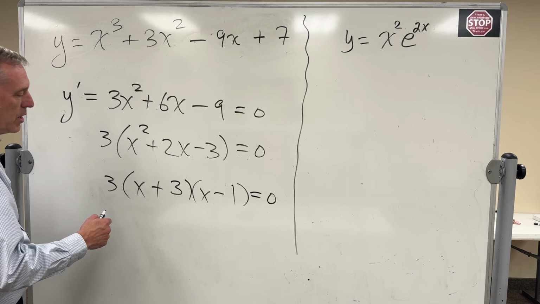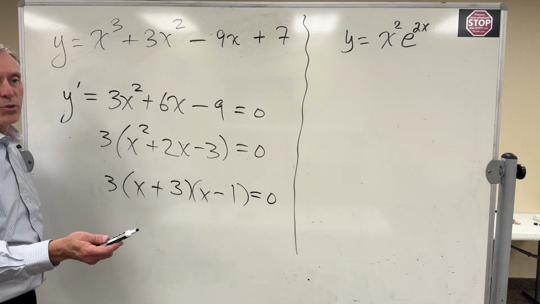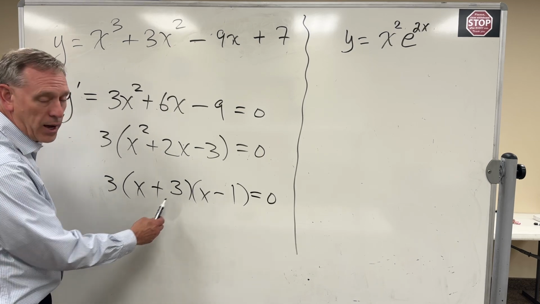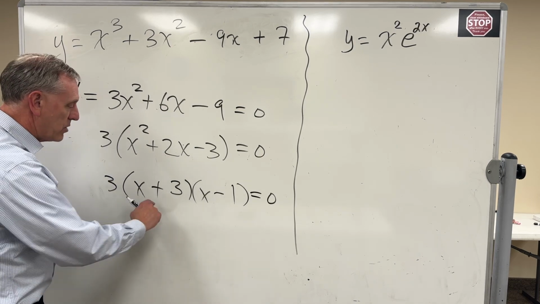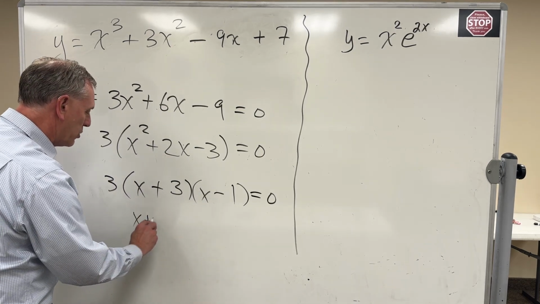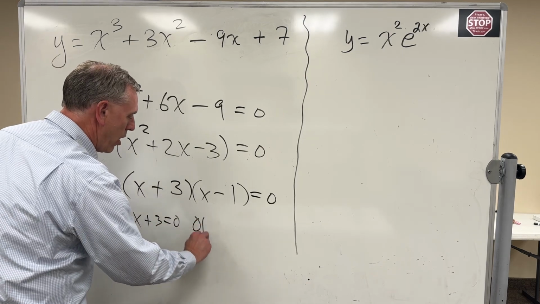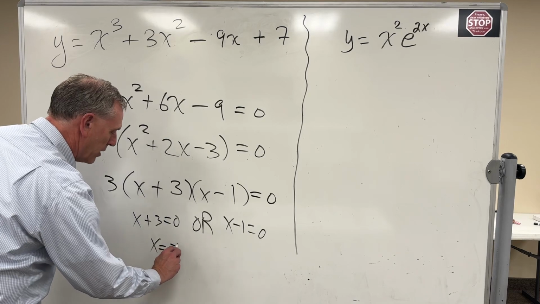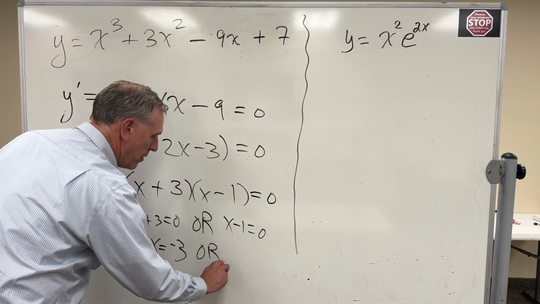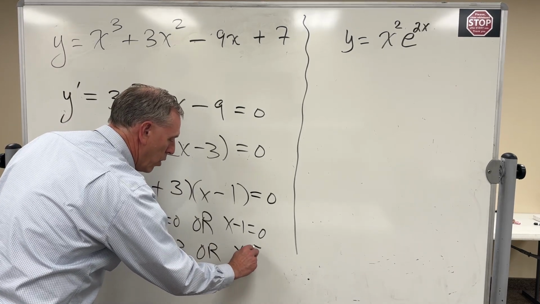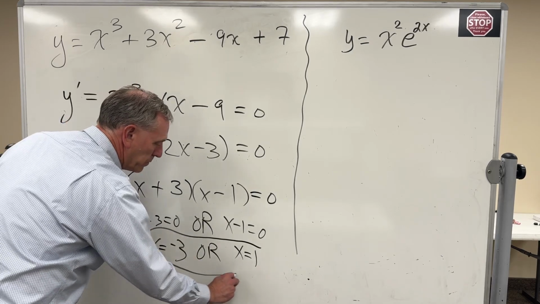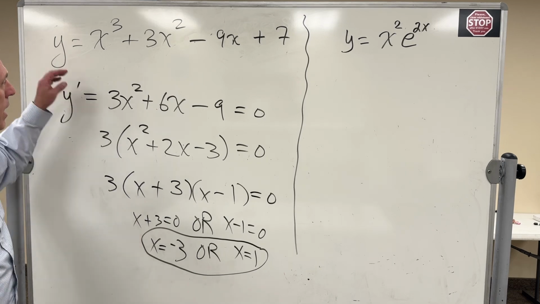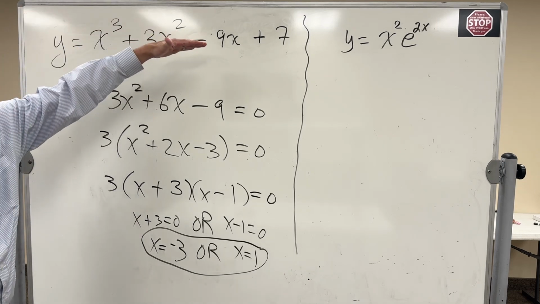And now I can set these. Remember our principle: if we have 2 numbers multiplied together that equals 0, that means one of them has to be 0. We know 3 is not a possibility for us here. So we have to check these 2. So that means x plus 3 equals 0, or x minus 1 equals 0. And clearly this is x equals minus 3, or x equals 1. So there are 2 solutions where at those values of x, we get a min or a max. We get a leveling off.